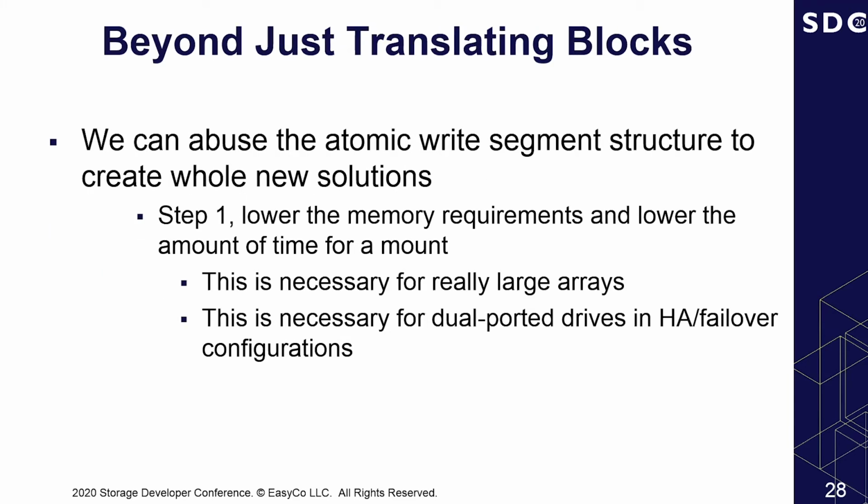So now it is time to start thinking outside the box. The atomic write structure is not limited to blocks and meta tags. We can pour whatever data we want into the structure. Our first step, lowering the memory footprint, will store most of the LBA table itself on the disk. This will not only lower memory usage, but also hasten mount times by more than an order of magnitude. It also enables even more fun later on.